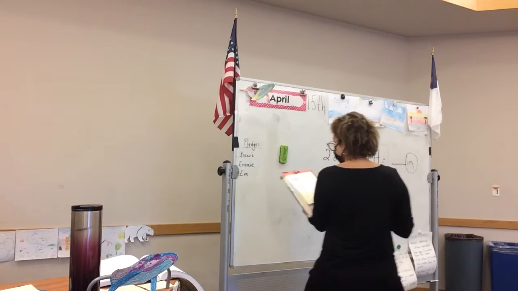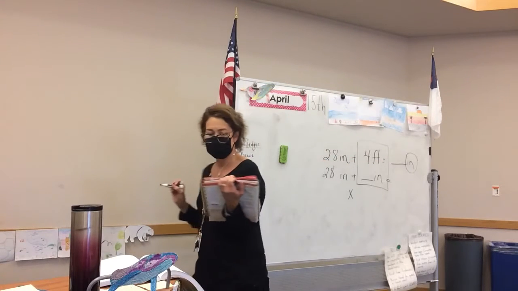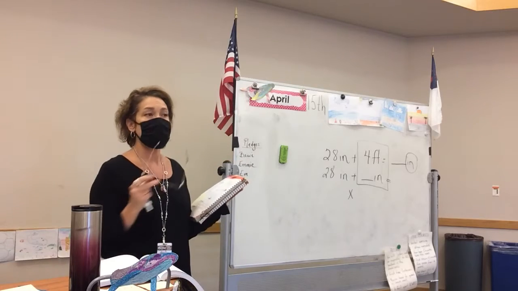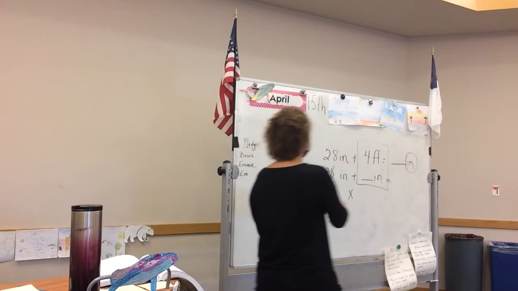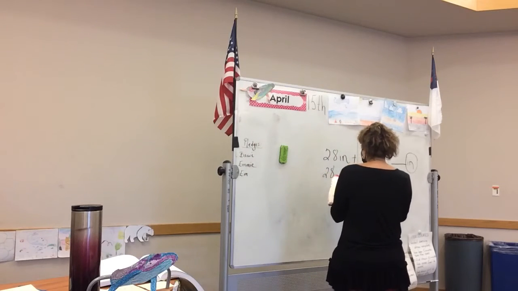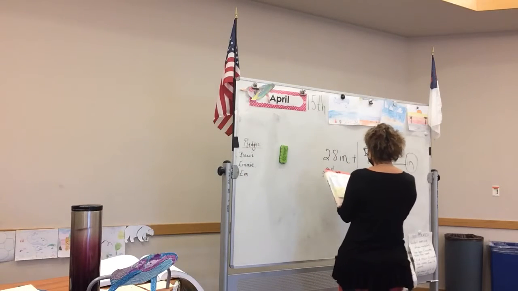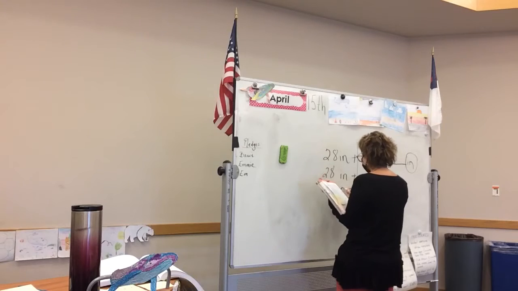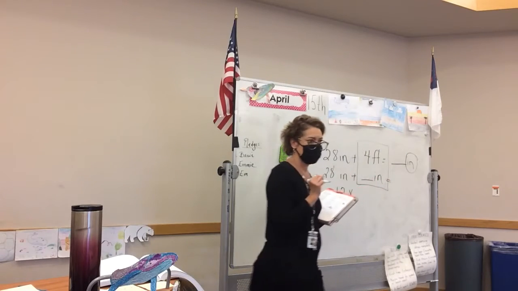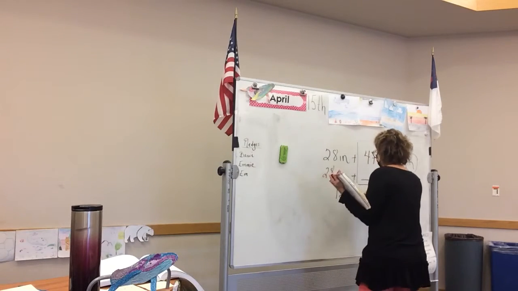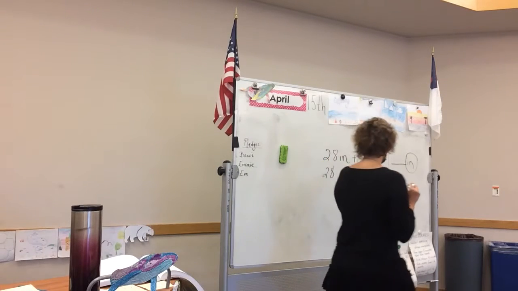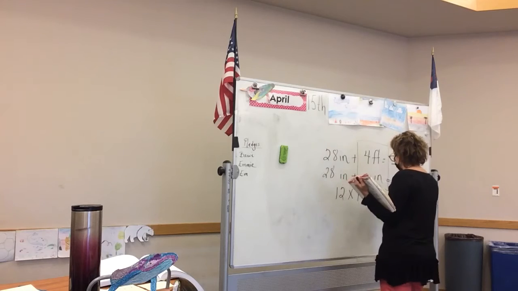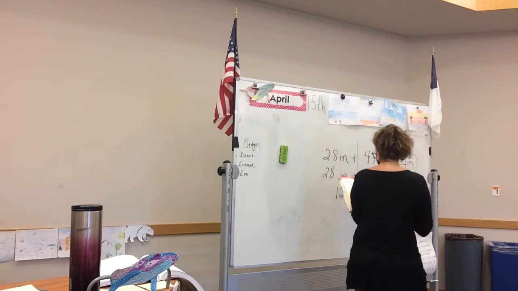How many inches are in a foot? 12 is correct. So we know we are multiplying 12 with what? 12 times what? Look at the box. 4. What is 12 times 4? 48. Very good. What am I going to do with the 48? Put it in the box.